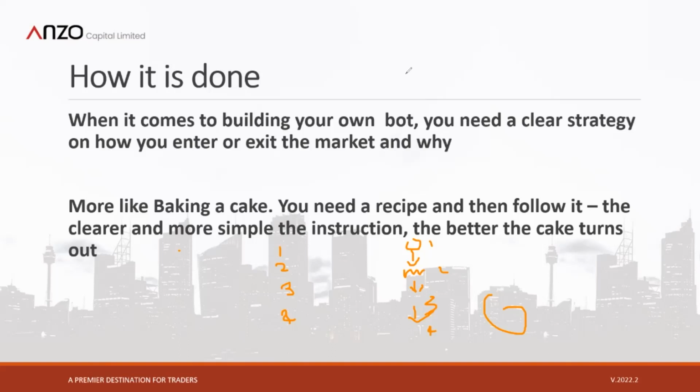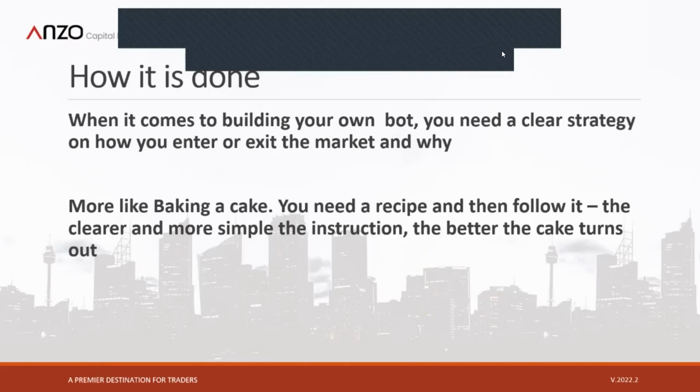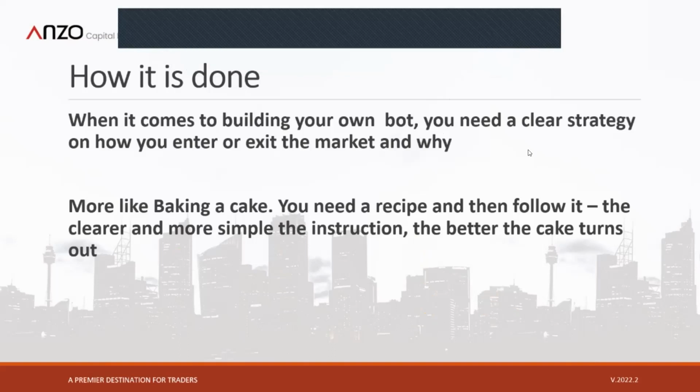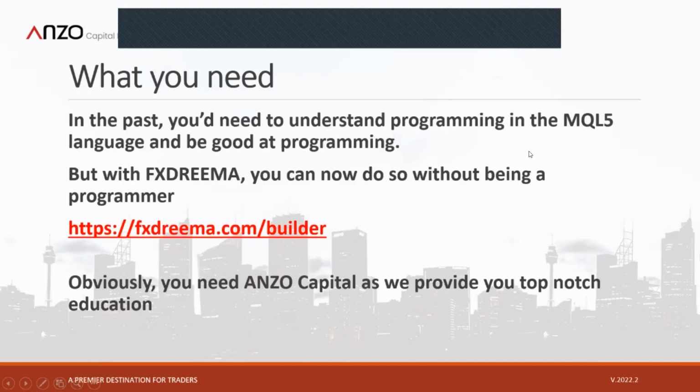Okay, so that is the first important step. You want to have a clear strategy, and then you want to follow your recipe or your strategy to it. Now, what do you need to go through this course with me, or this process with me?